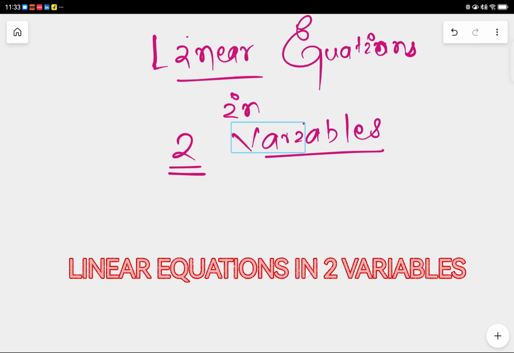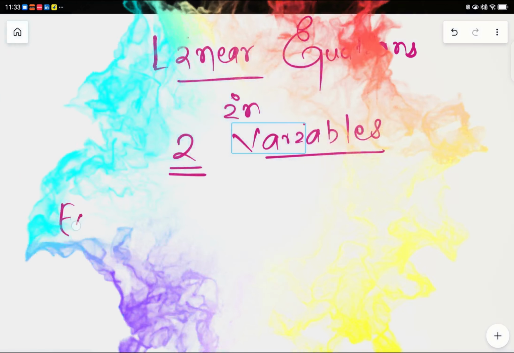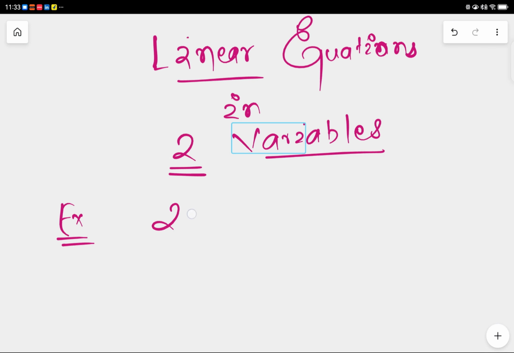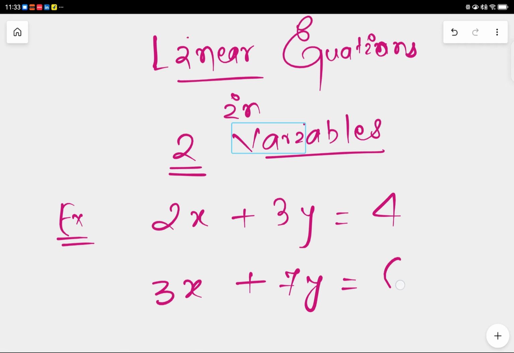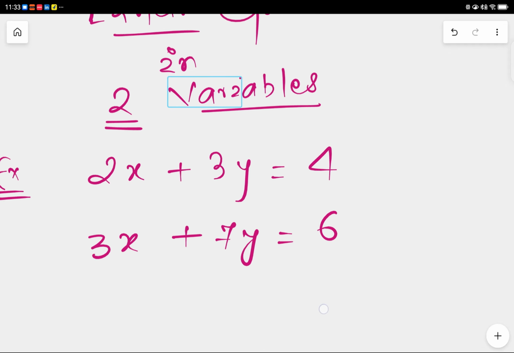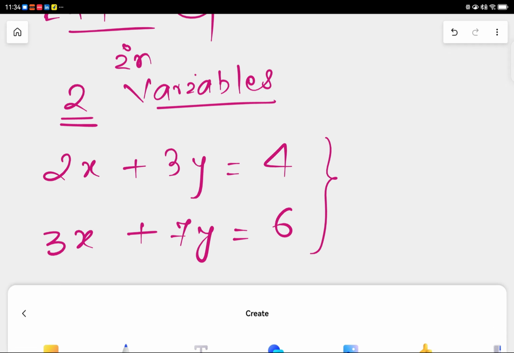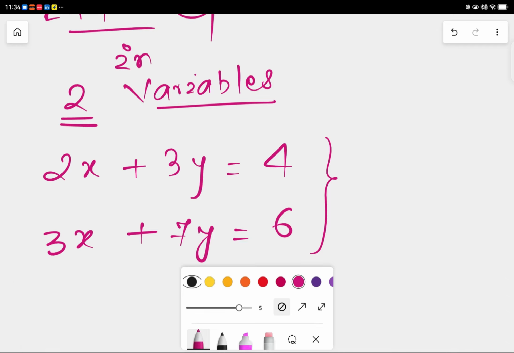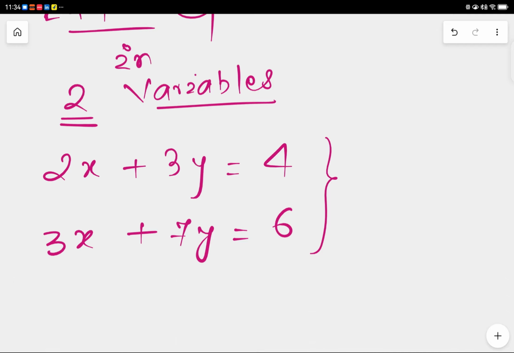So let us start by taking an example: 2x plus 3y equal to 4, and another equation, 3x plus 7y equal to 6. Whenever there is an involvement of two variables, you must be careful. Here x and y are two variables, the first variable and the second variable.